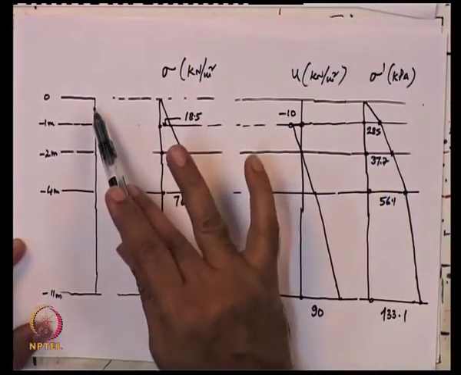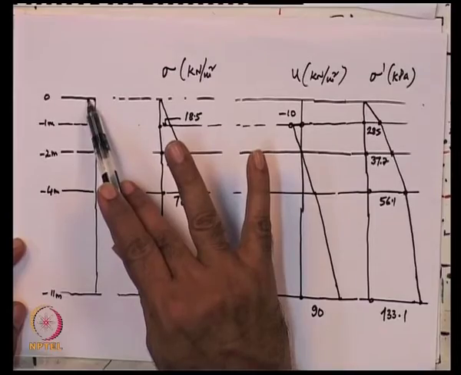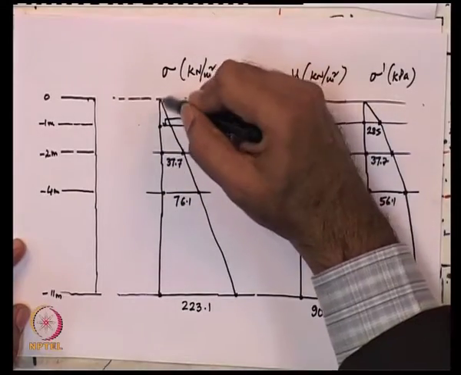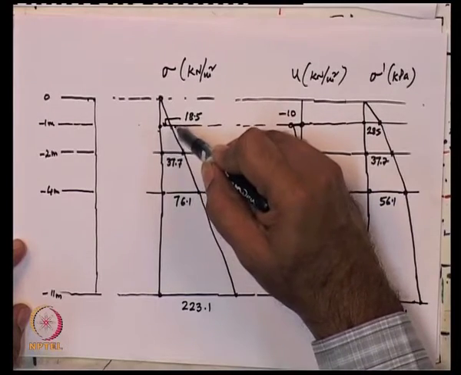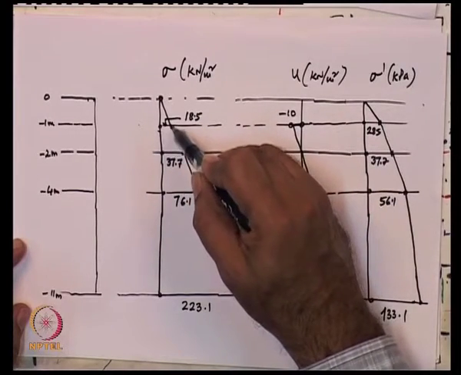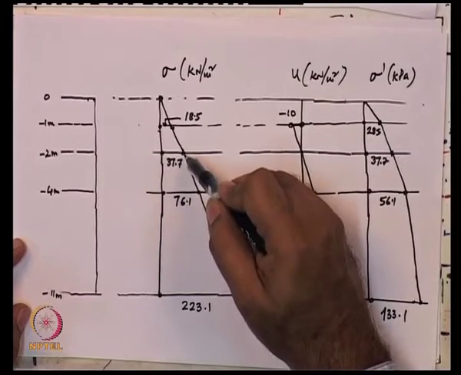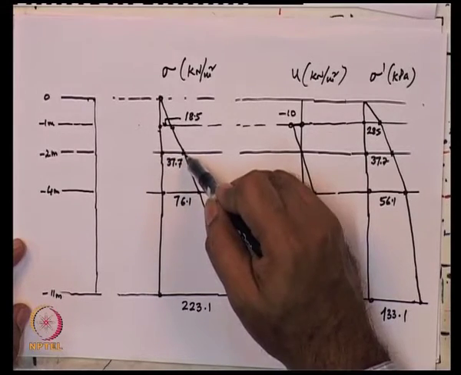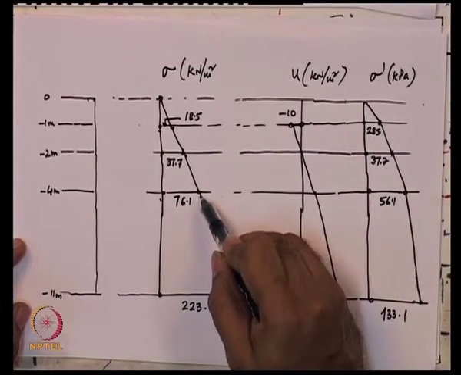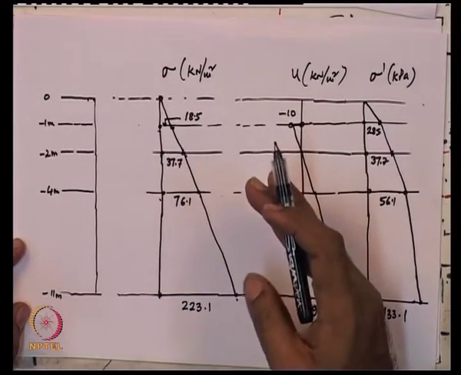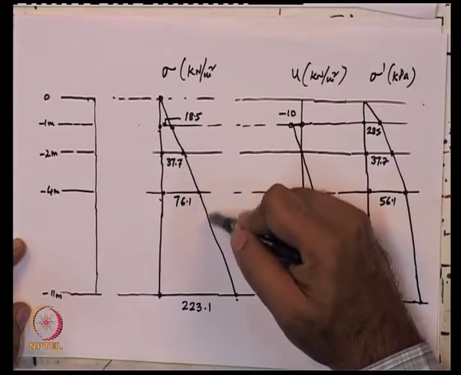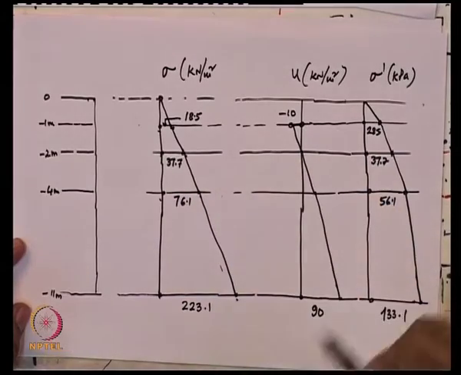Here we have again indicated the soil profile, at 0, that is the ground surface. The total stress is 0 at this point, hence this ordinate is obtained, and at this point it is 18.5. So the pressure is represented here, and this is 37.7, and here the ordinate is 76.1, and here it is 223.1. Though the unit weights are a little bit different, the minor variation will be there in the gradient.